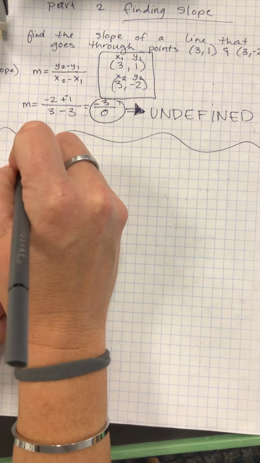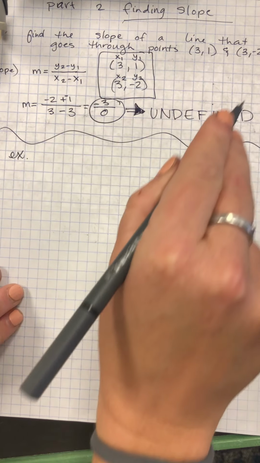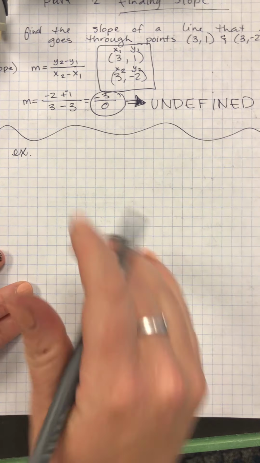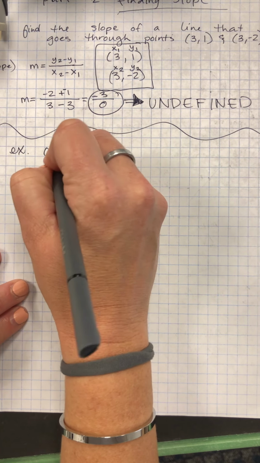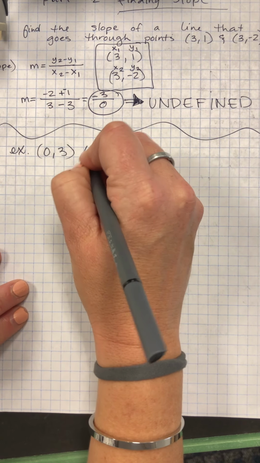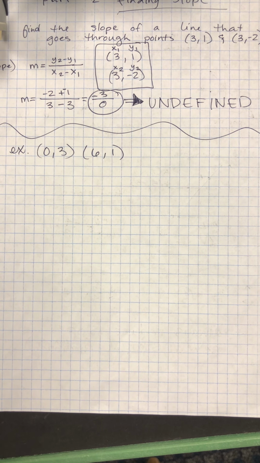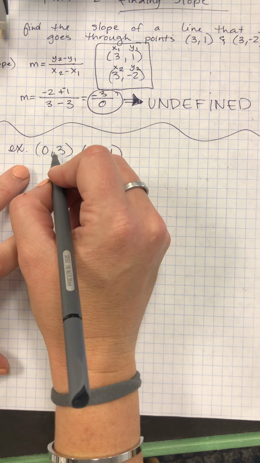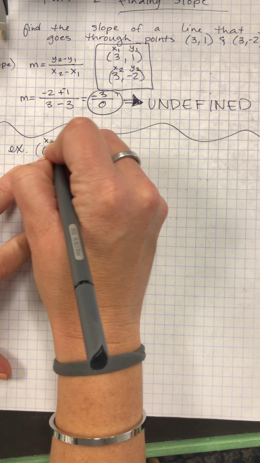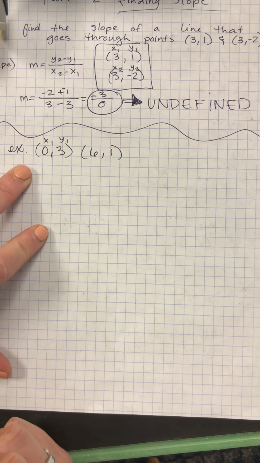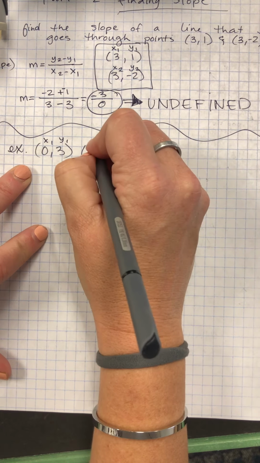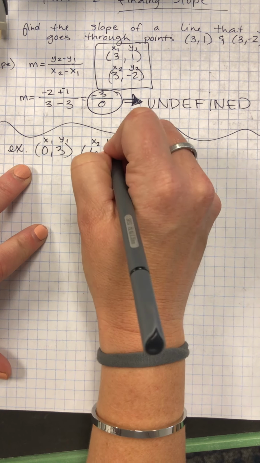Here's an example. Same directions. We're not going to rewrite the whole sentence again. But now our points are 0, 3, and 6, 1. So again, leave them in the order they were given. The first one was 0, 3, so that's going to be x1, y1. So then the second one, 6, 1, is x2, y2.